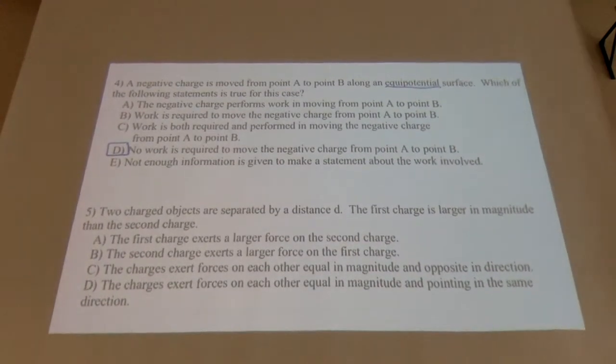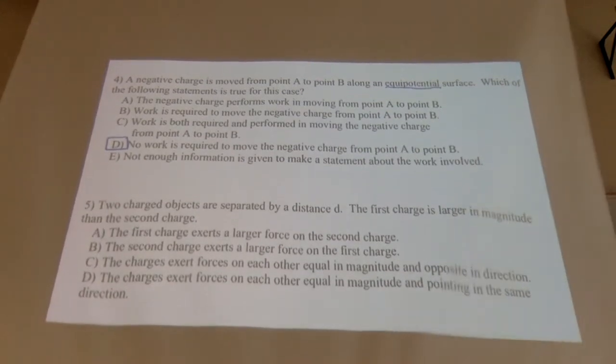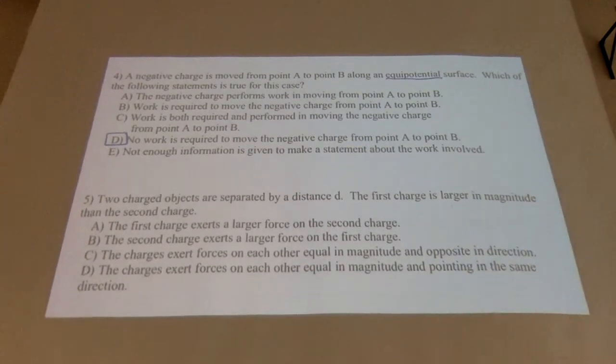I like E. E's just enough to mess with you, isn't it? Yeah, that is kind of mean.